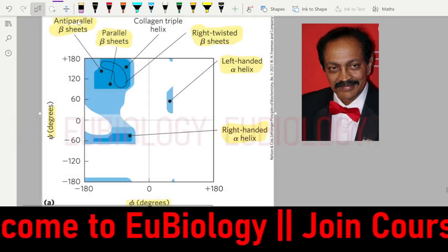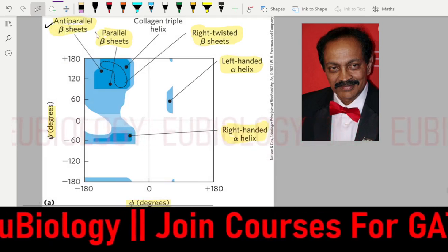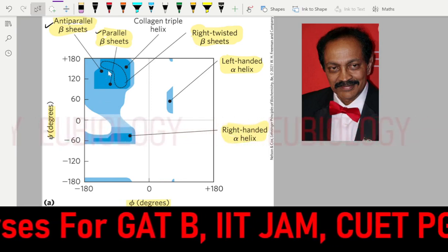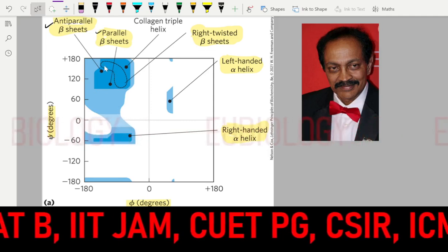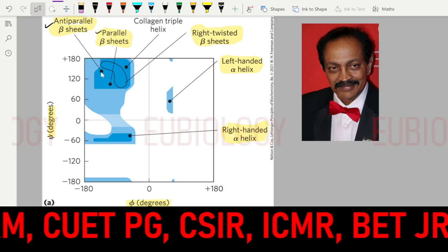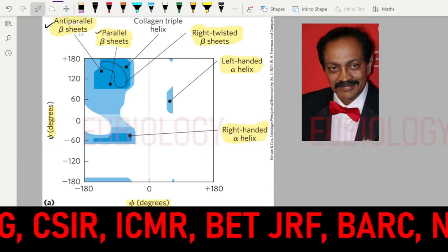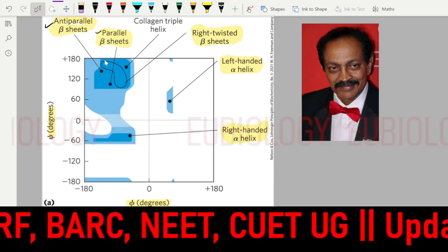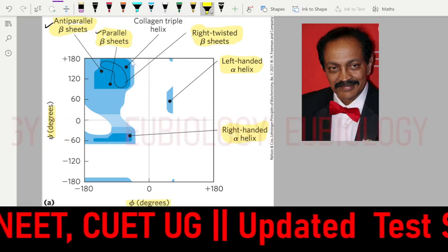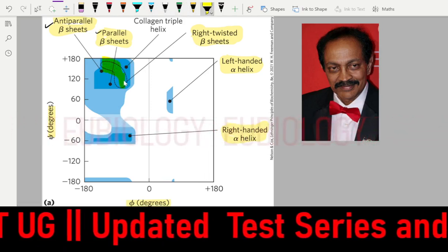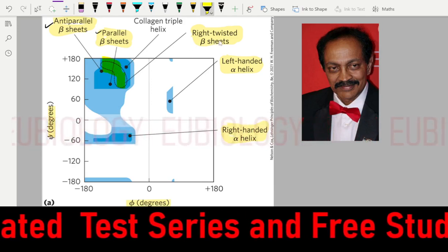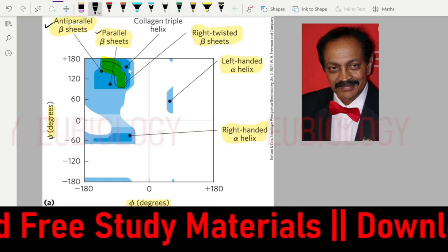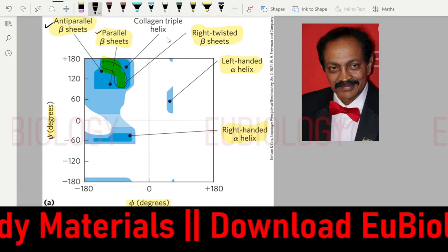The anti-parallel beta sheet and the parallel beta sheet will be present mostly in the right side upper quadrant, and specifically these dots are representing the anti-parallel beta sheet and the parallel beta sheet. This marked region is for the right twisted beta sheet, and this point is for the collagen triple helix.